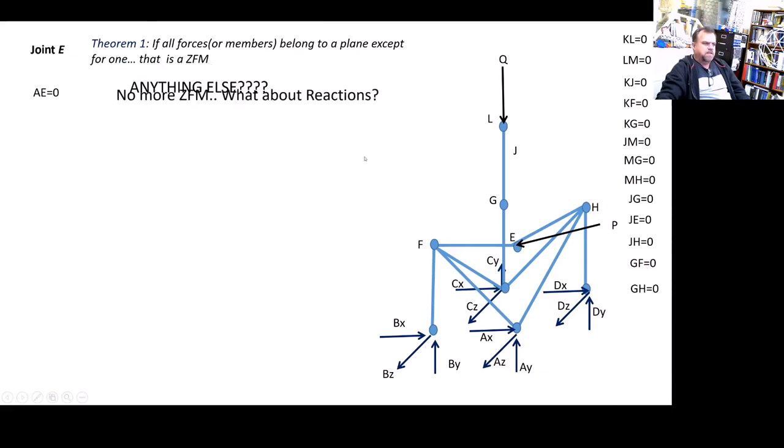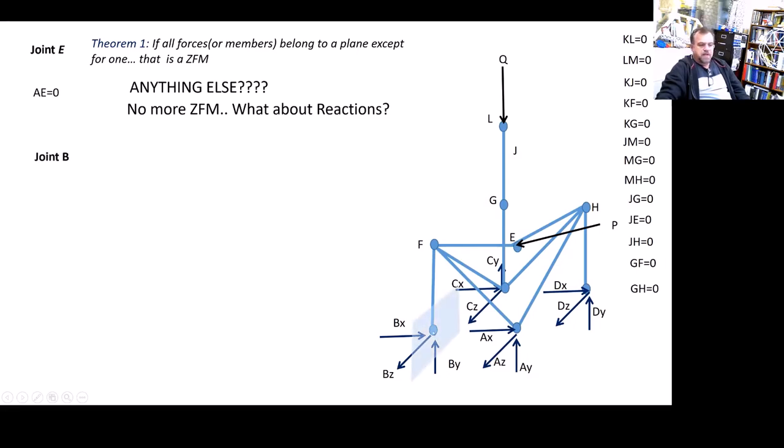What about reactions? Because I see this joint here, and just by inspection, you can say there's nothing in this joint, it's only one bar, and there's nothing else acting in this direction or in this direction, so both must be zero. But if you want to apply the same rules, you can apply the same rules.